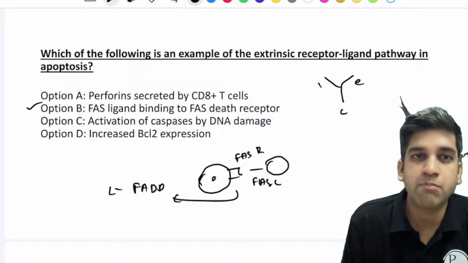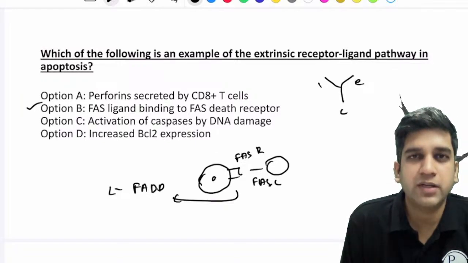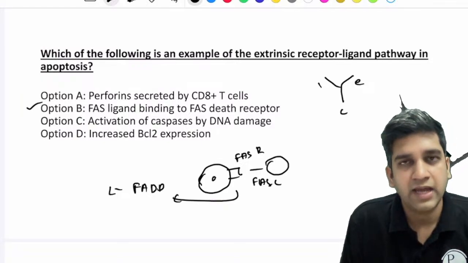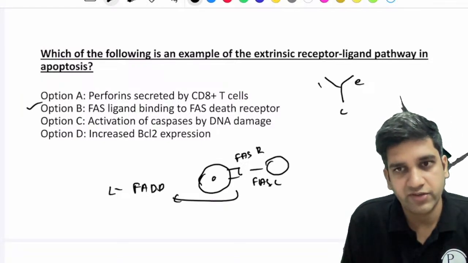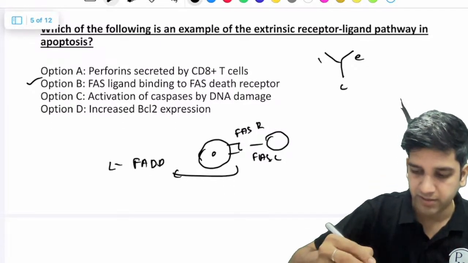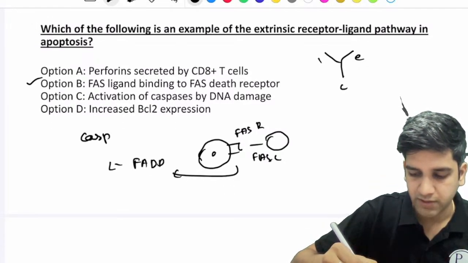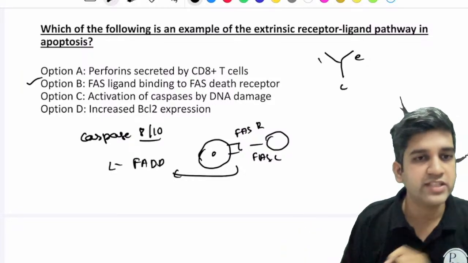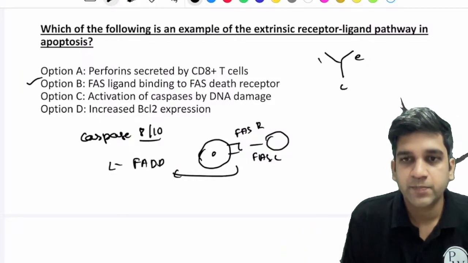Can you recollect the number? There are two particular caspases activated as a result of this pathway: FAS receptor, FAS ligand activation, FADD. Perfect. It is caspase 8 or caspase 10. Of these, can anyone tell me which is the human caspase?